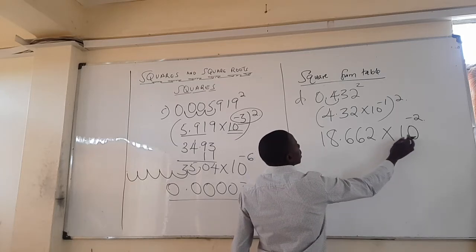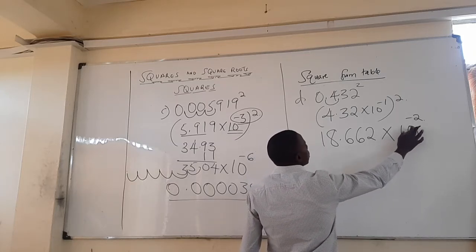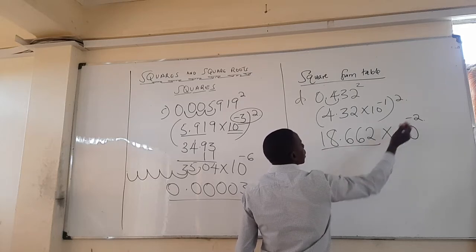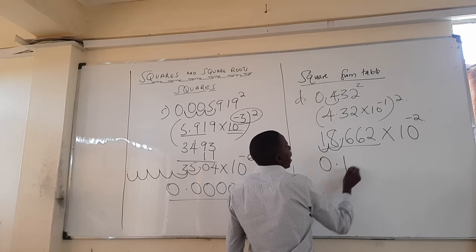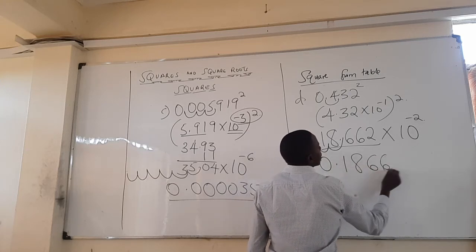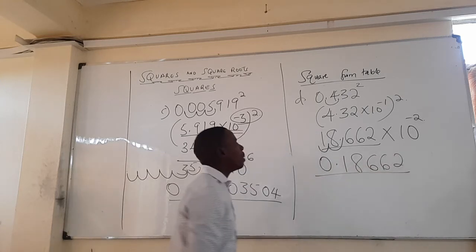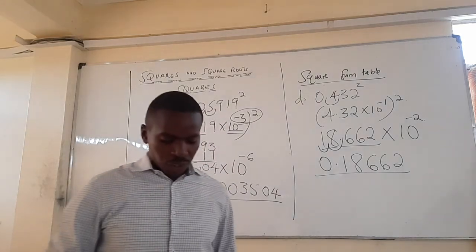And then this one we calculate: multiply this number by 10 power negative 2. We go backward 2 steps, 1, 2. So we get 0.18662. So that's how you go about finding the squares of numbers using the table.